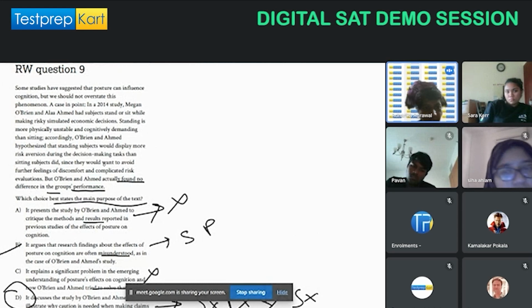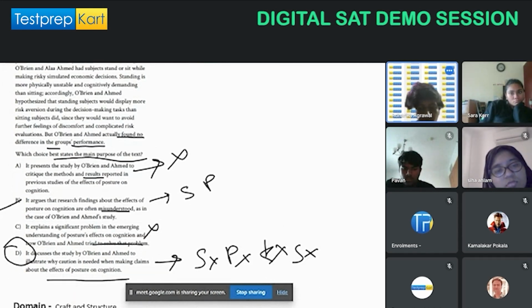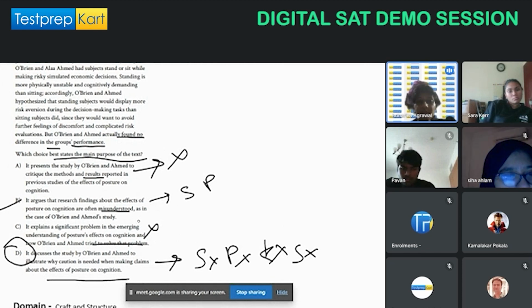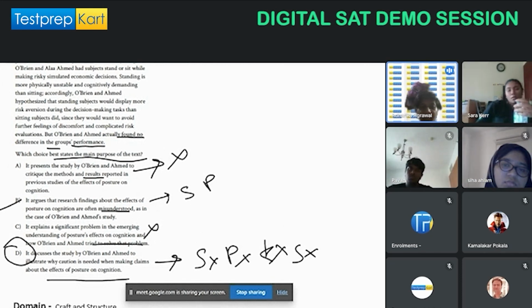They were talking about risk, what are the risks while taking a decision in standing or sitting, which position or which posture is good to take a decision, right. But they didn't talk about any misunderstanding. They didn't say anywhere, oh, I thought that sitting is not better than standing, like that, right. We have to be very careful while approaching the questions.